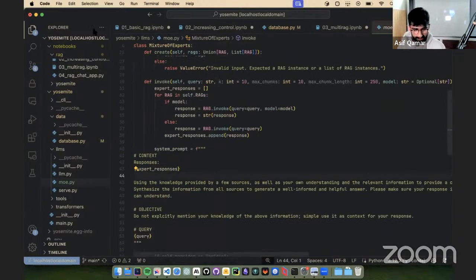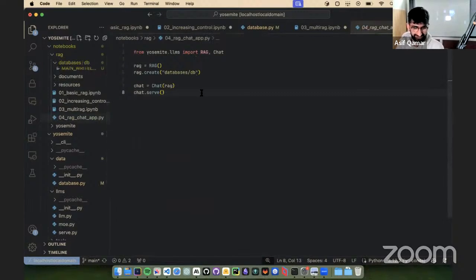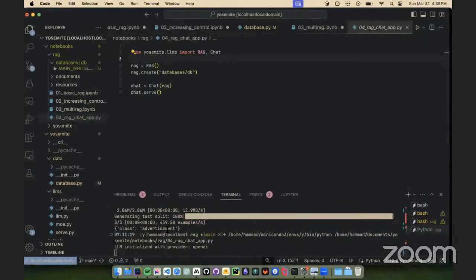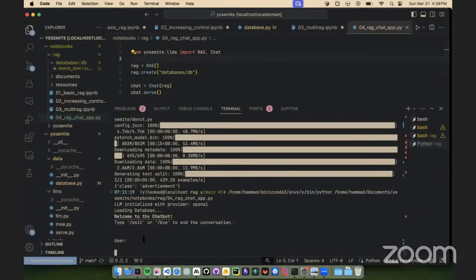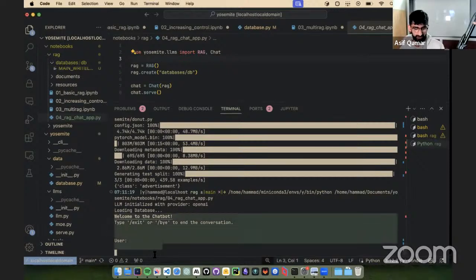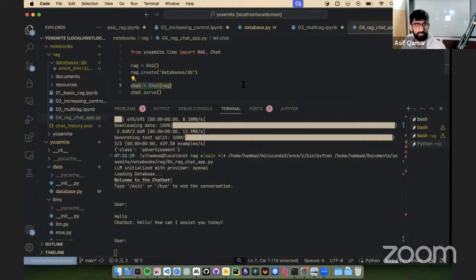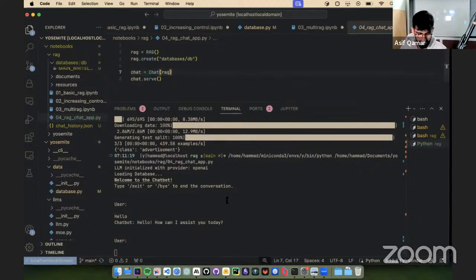There's this as well. This is kind of stupid, but there's this chat thing, which just takes the RAG pipeline. Now you have this whole RAG pipeline in a chatbot. You initialize it the same way, import this chat class, and just wrap the RAG in it. Yeah, that's everything. Nice.